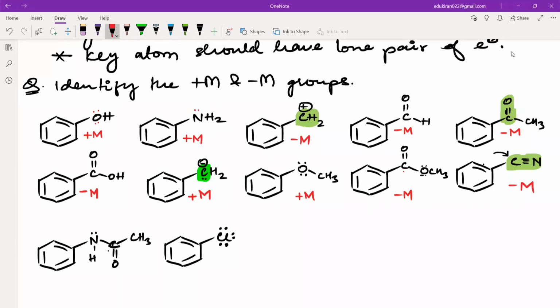Now, what about this group that is attached here? Plus M or minus M? Plus M, because nitrogen is not attached to any electronegative element. It is attached to carbon, which is less electronegative, and also has a single bond and has a lone pair. What about chlorine here? Plus M. Very good. I think now we can start. Now we can look at what is the effect of these groups if introduced, more specifically on the benzene ring.